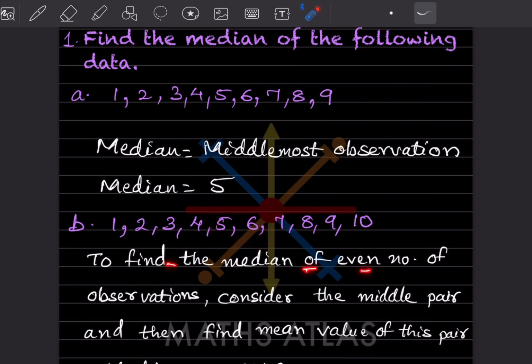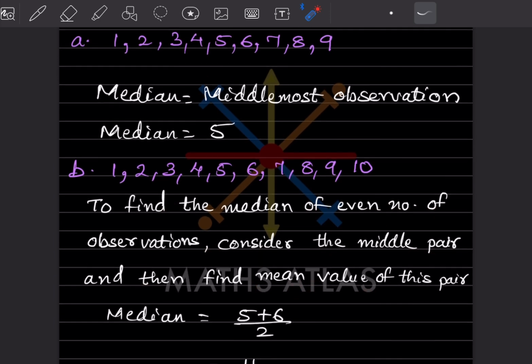So to find the median of an even number of observations, consider the middle pair and then find the mean value of this pair. So median will be, this is the middle pair, so that will be 5 plus 6 divided by 2, so that will be 11 by 2. When you divide 11 by 2, you get 5.5.